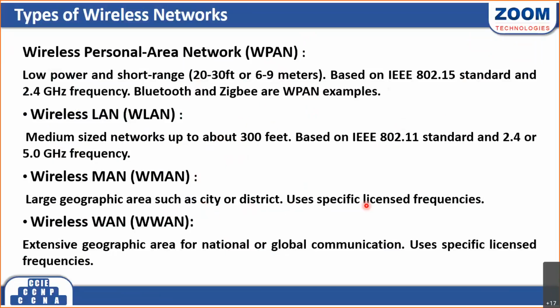From here, we require specific licensed frequencies. When ISP service providers exchange signals city-wise and district-wise, they use licensed signals. So it is global communication, national communication. We use wireless WAN, which also requires specific licensed frequencies.